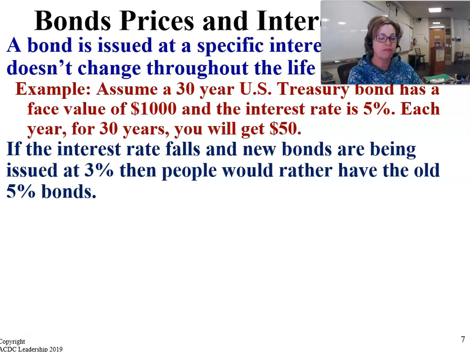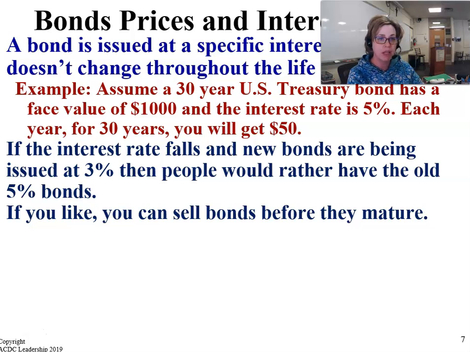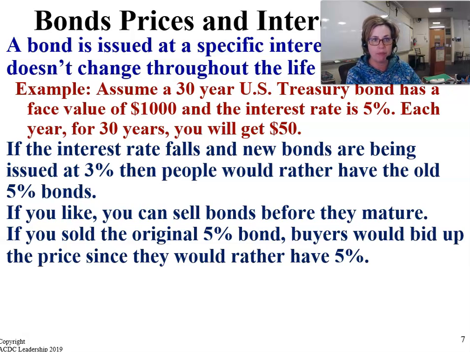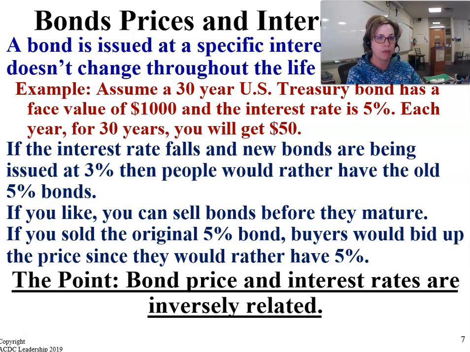If the interest rate falls and new bonds are being issued at 3%, then investors would rather have the older 5% bonds. If you like, you're able to sell a bond before that bond expires or matures, just like you're able to sell stocks. If you sold the original 5% bond, buyers are going to bid up the price of your bond since it's paying a favorable 5% interest rate. So it's very important to remember that bond prices and interest rates are inversely related.